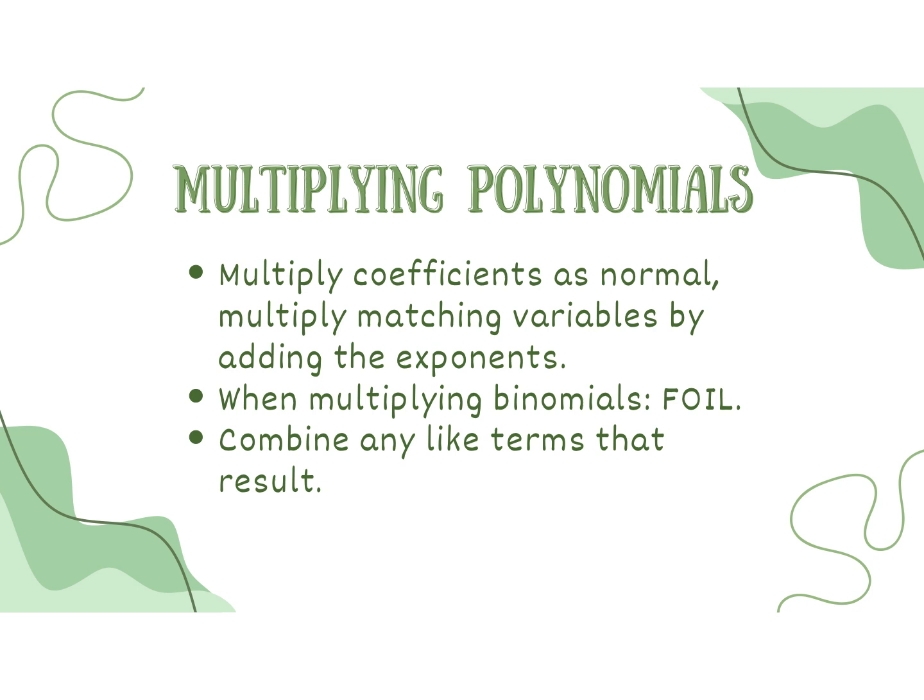Now with multiplying polynomials, you're going to multiply your coefficients as normal, and you multiply your matching variables by adding the exponents, right? That was the very first lesson we learned, right? Multiplying variables with the same base, you add the exponents. So it's the same idea here. When you're multiplying binomials, you're going to want to FOIL those, right? So maybe some of you guys remember that we did that kind of recently in our radical section when we had to rationalize a denominator with two terms.